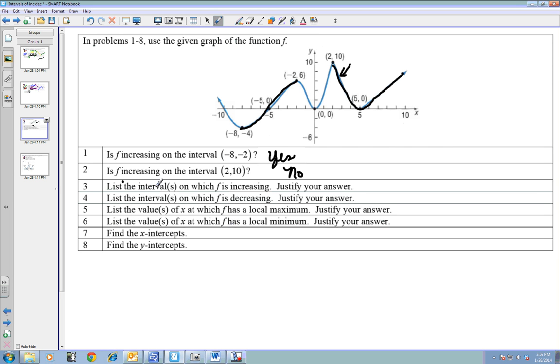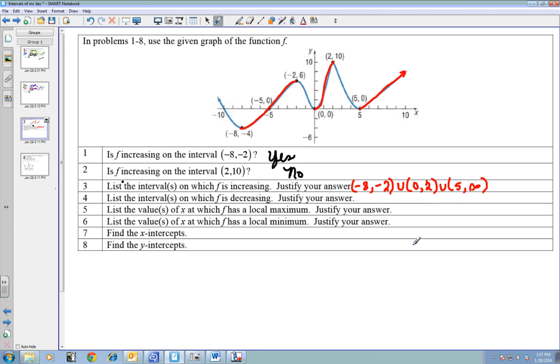So now it says list the intervals on which f is increasing and justify your answer. So I'm going to erase this part, and I'm going to highlight the part that's increasing. So we know it's increasing from here to here, from here to here, and from here to here. Okay, so it starts at -8 and goes until my x value of -2, unioned with 0 until 2. Remember, we're using our x values. Unioned with 5 to infinity.